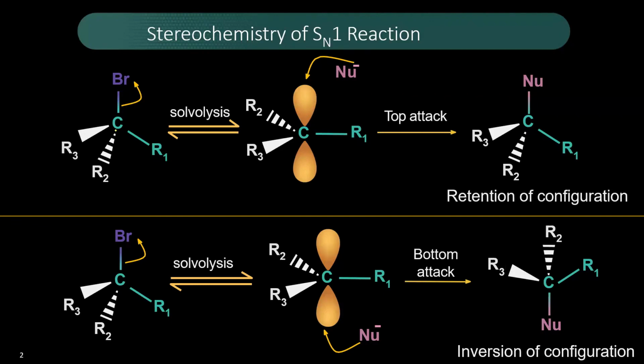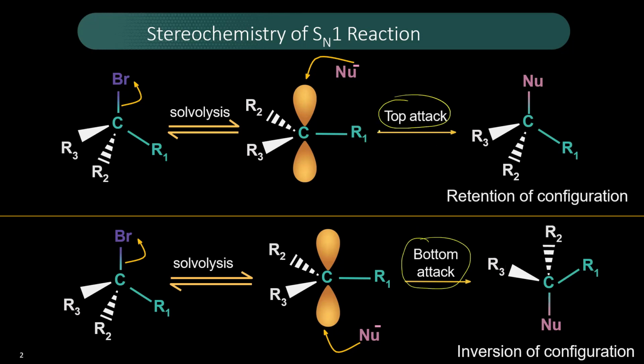You take this one, the carbon which is attached to three different alkyl groups, and on one side it is attached with the bromine. Now this bromine is replaced with the nucleophile. It can attack from two sides. One is from the bottom, or it can attack from the top. There are two chances. So you can see here the top attack and the bottom attack.